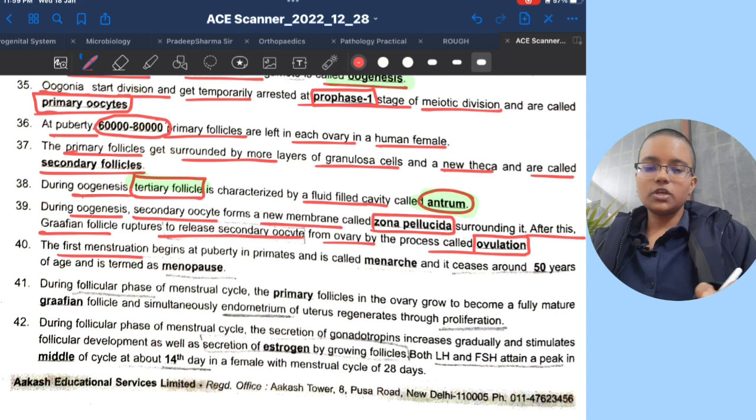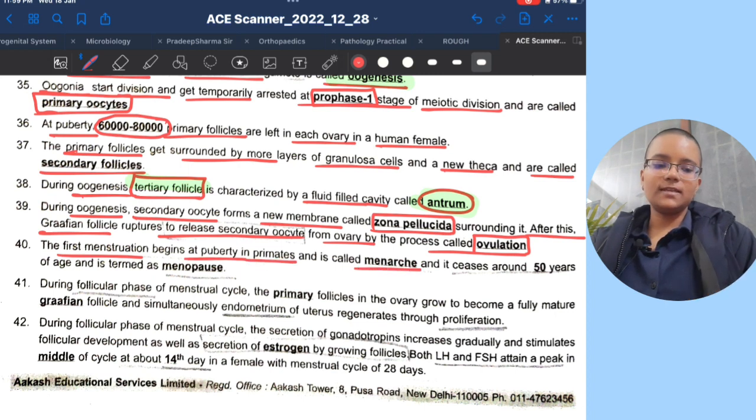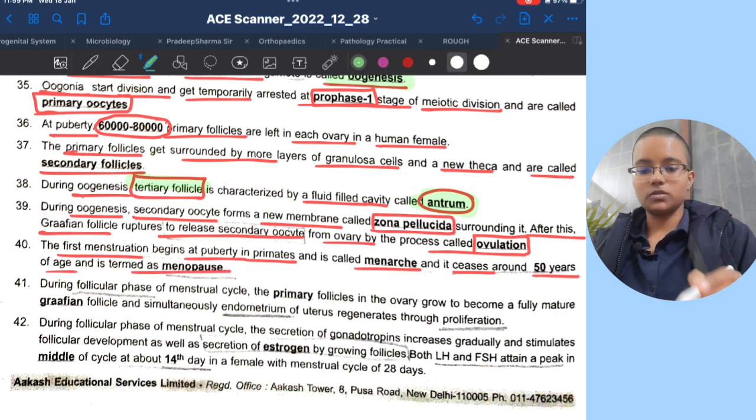The first menstruation begins at puberty in primates and is called menarche, and it ceases around 50 years of age and is termed menopause.